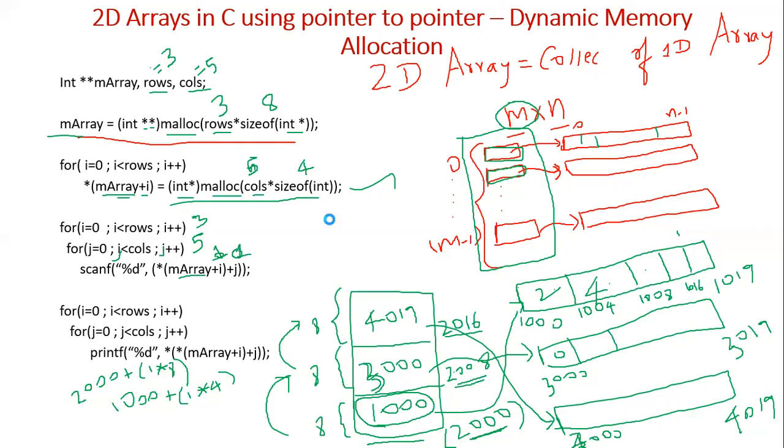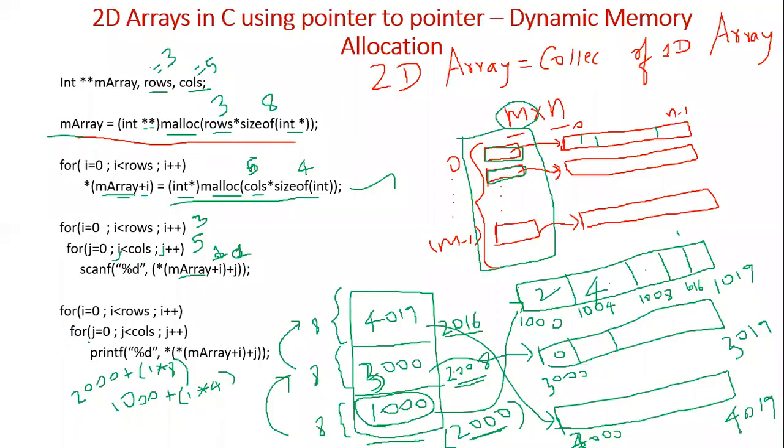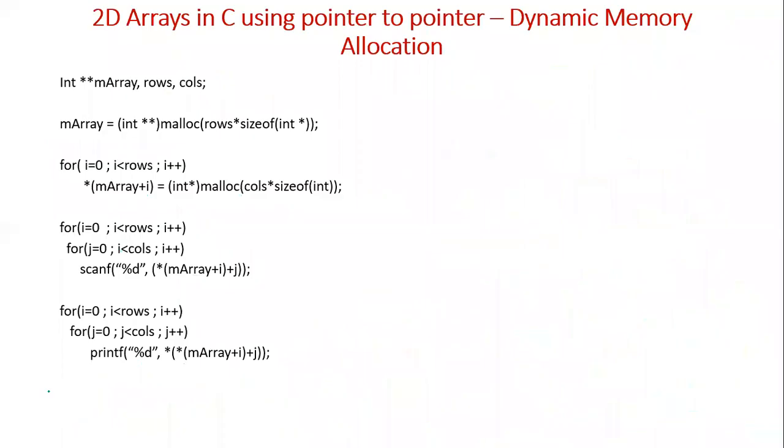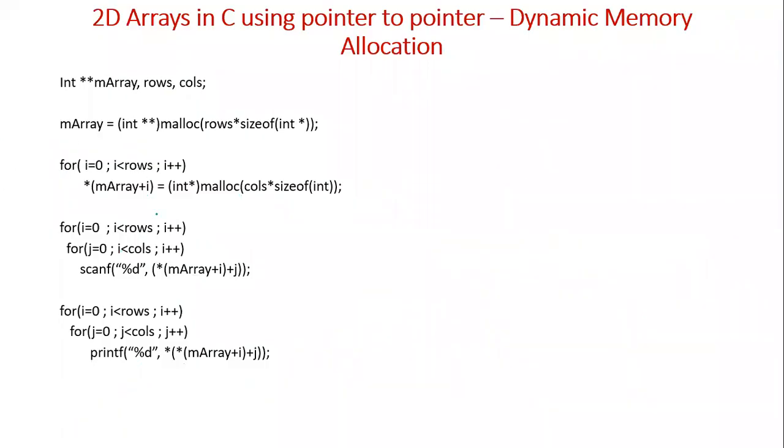And this is to print the array contents. It's very similar to this. Here also, at the beginning you should add a star, right? So this is how we access a two-dimensional array. We create and access a two-dimensional array using pointer to pointer with dynamic memory allocation. So here is a complete program, but say for example here I don't want to use a scanf. I want to directly store values.